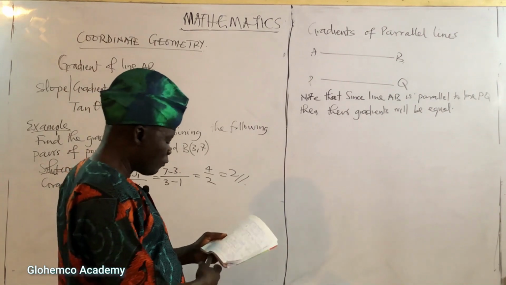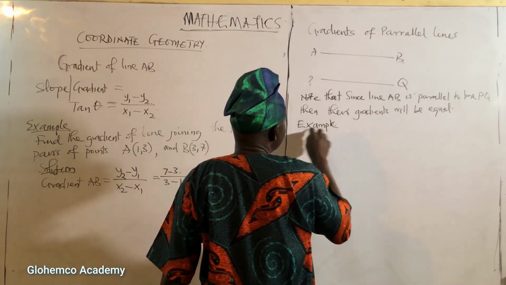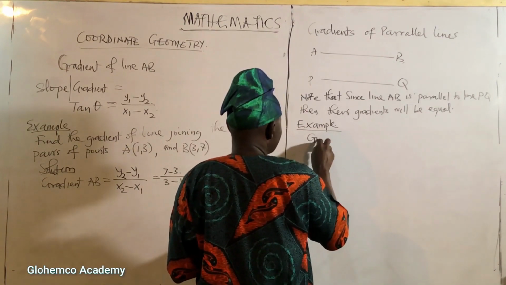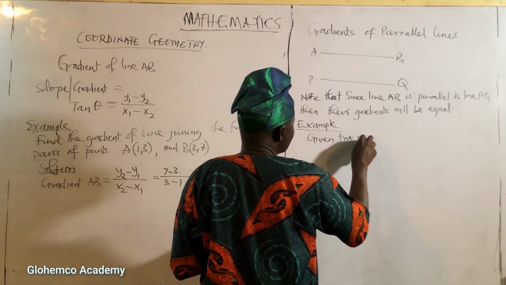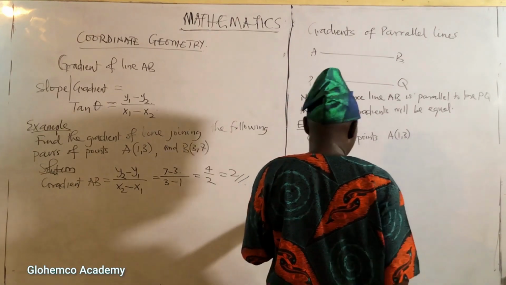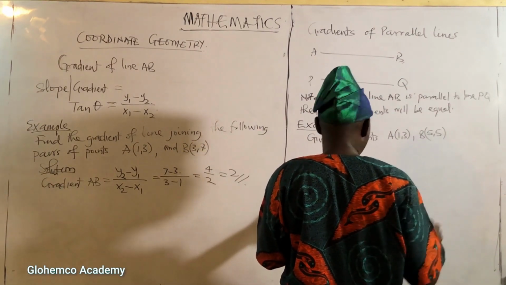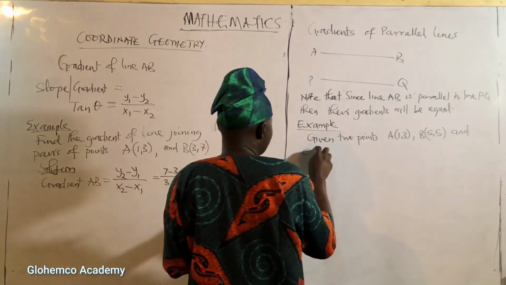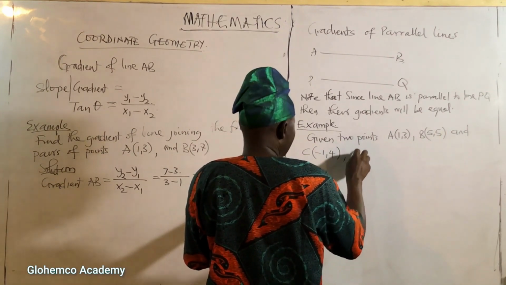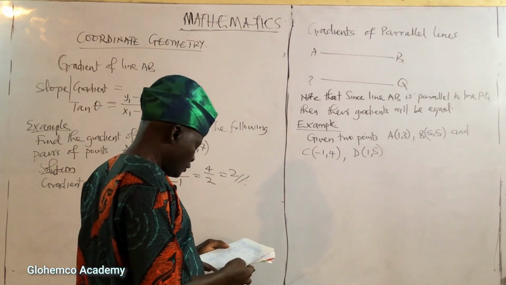Now we talk of an example. Given 2 points: A (1, 3) and B (5, 5), and C (-1, 4) and D (1, 5). These are two parallel lines.